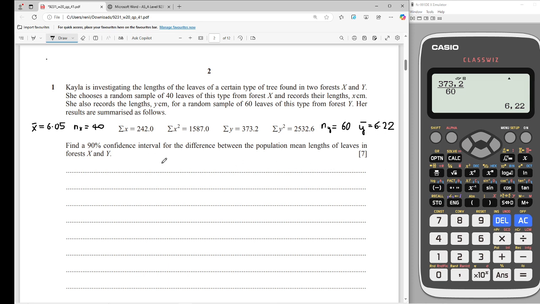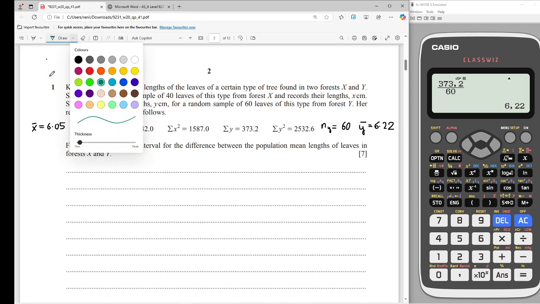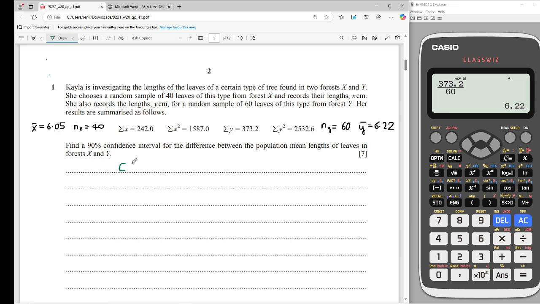Okay, now that we've calculated the basic values that we need to begin our calculations, we can write our formula. So the formula here is CI, which represents confidence interval, equal to mean X minus mean Y, in brackets, plus or minus. Now we either write z times s or we write t times s, and s is just basically the root of s squared.